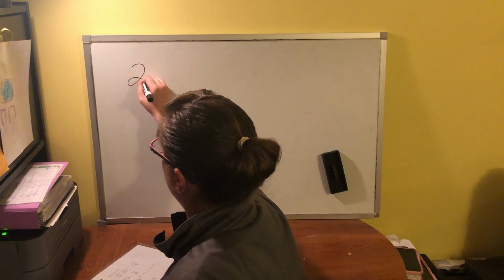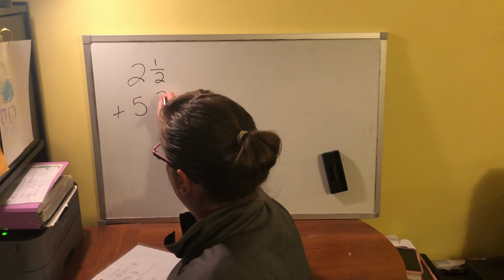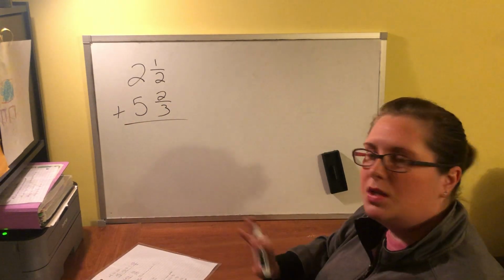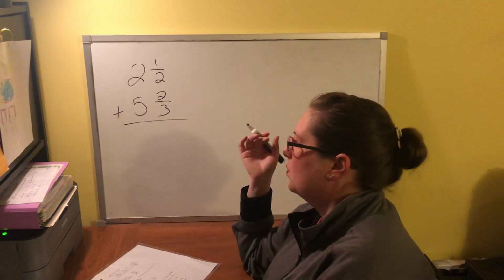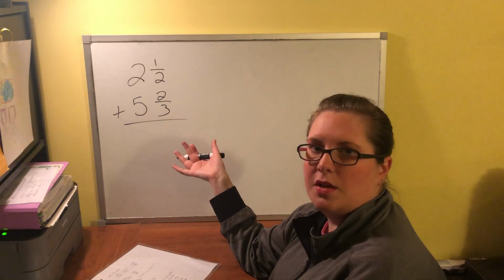So let's look at 2 1/2 plus 5 2/3, and I like to do those vertical as well. Just makes it a little easier and neater to deal with, okay? So same thing with subtraction, right? We need to have a common denominator for addition.